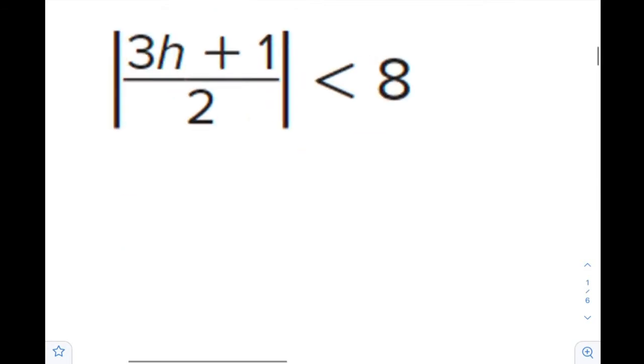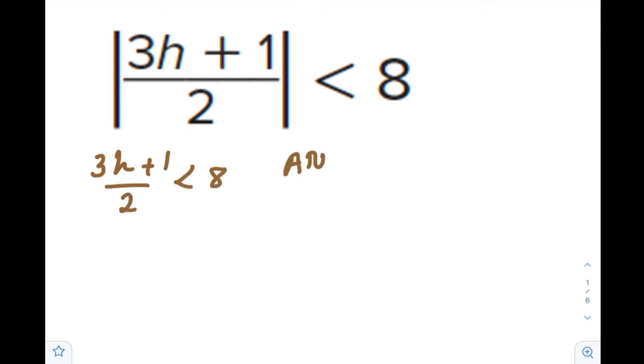Now there is another inequality including a fraction, and I will use exactly the same approach. So you can say, if you want, two inequalities: less than 8 and (3h plus 1) over 2 more than negative 8.